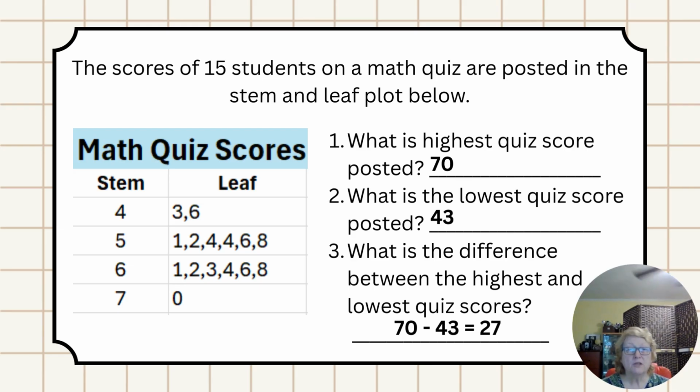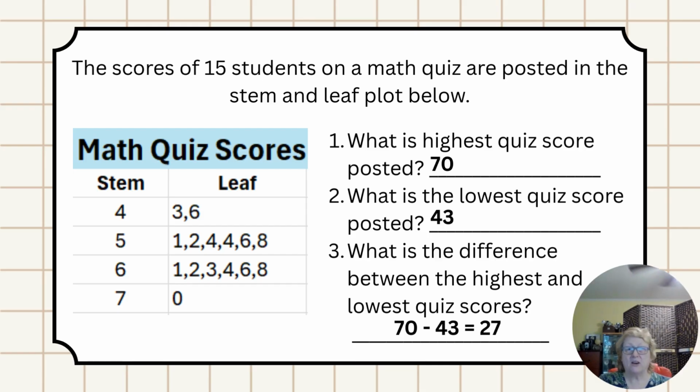All right, let's look at number 2. What is the lowest quiz score posted? Well, in contrast to the 7, which has the highest score, look at your lowest number in the stem column, and that is 4. So 4 is where you are going to find your lowest quiz score.